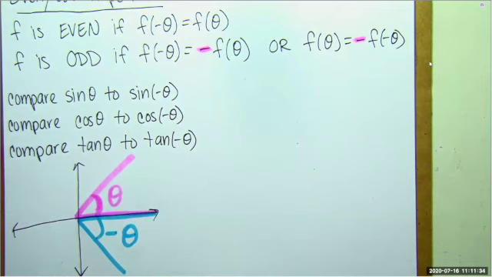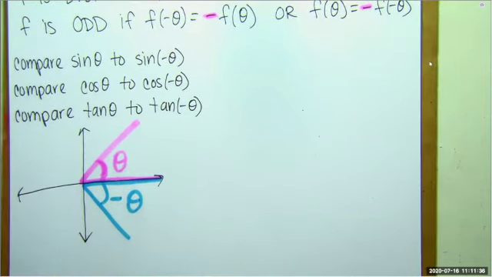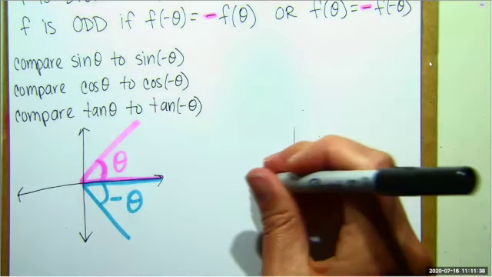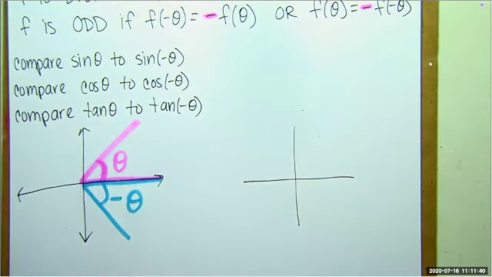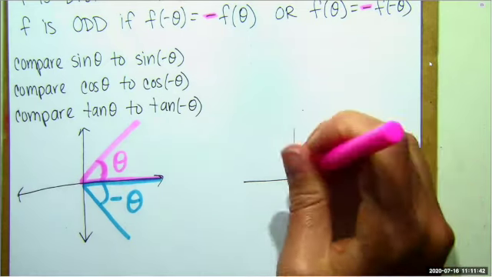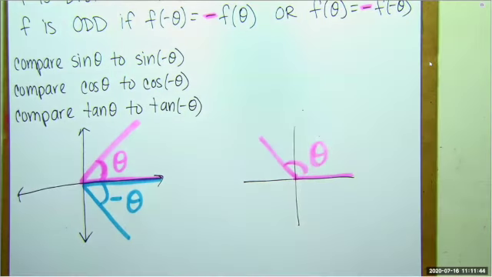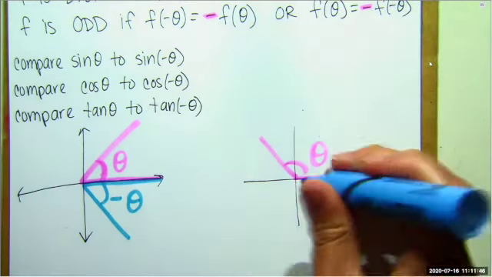Now I want you to realize if I had put this in quadrant 2, we would have the same output. So for example, if I put theta in quadrant 2, negative theta would look something like this.